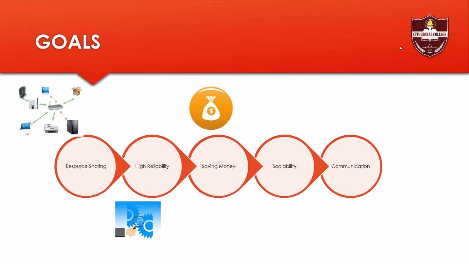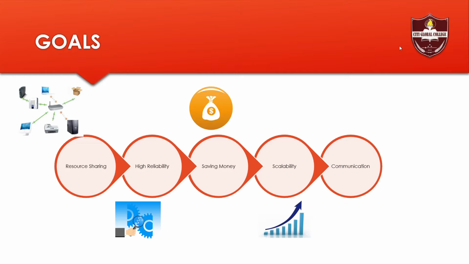And another goal is saving money. Well, obviously, small computers have a much better price-performance ratio than the large ones, like the mainframes or those room-sized computers, which cost 1,000 times more.